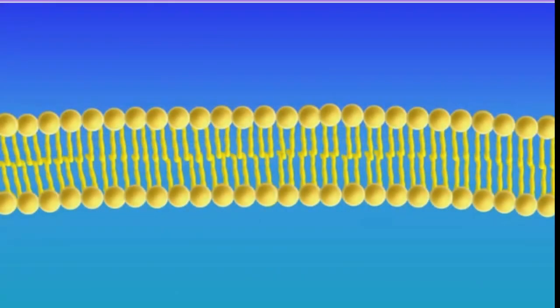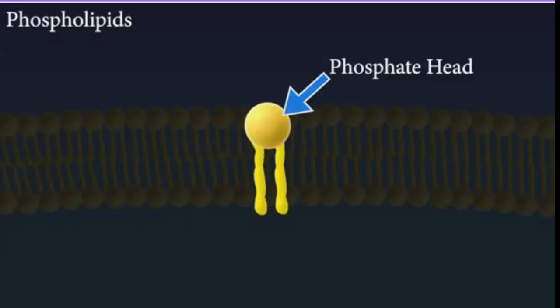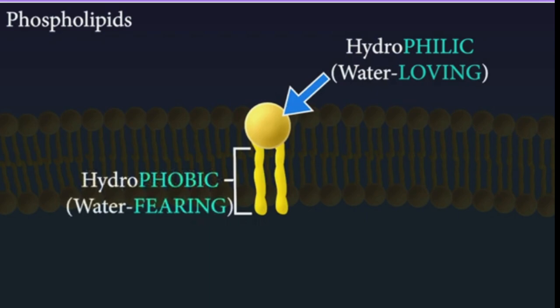If we zoom in on the membrane, we can see that it is made of several molecular parts. Most of the membrane is made of molecules called phospholipids. Phospholipids have a head made of phosphate and two tails made of fatty acids. The heads are hydrophilic, meaning that they are attracted to water, or literally water-loving. The tails, however, are hydrophobic, meaning that they repel water.